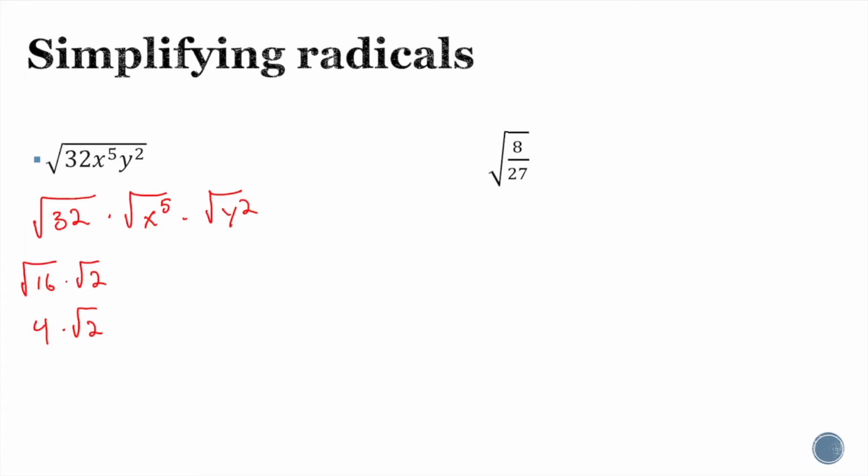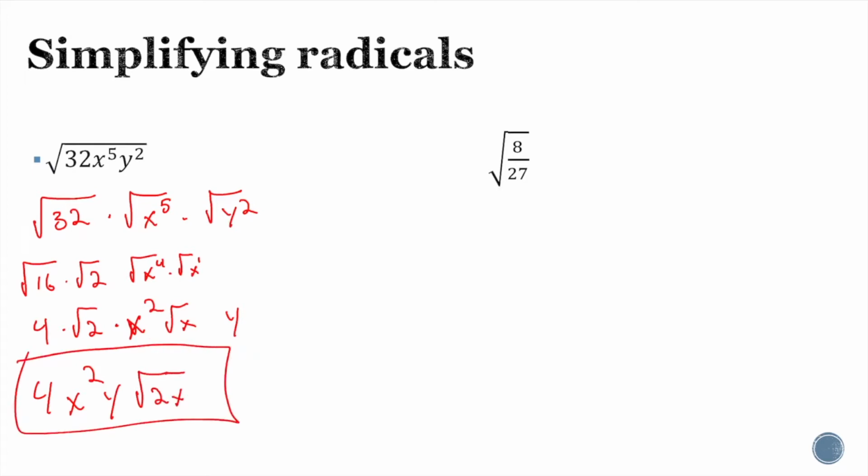Well, I can't divide 2 from 5. So I'm going to take the square root of x to the fourth times the square root of x to the 1. And the square root of x to the fourth is x squared times the square root of x. Now the square root of y squared is simply y. Putting this all together, we will get 4x squared y times the square root of 2x as my final answer.